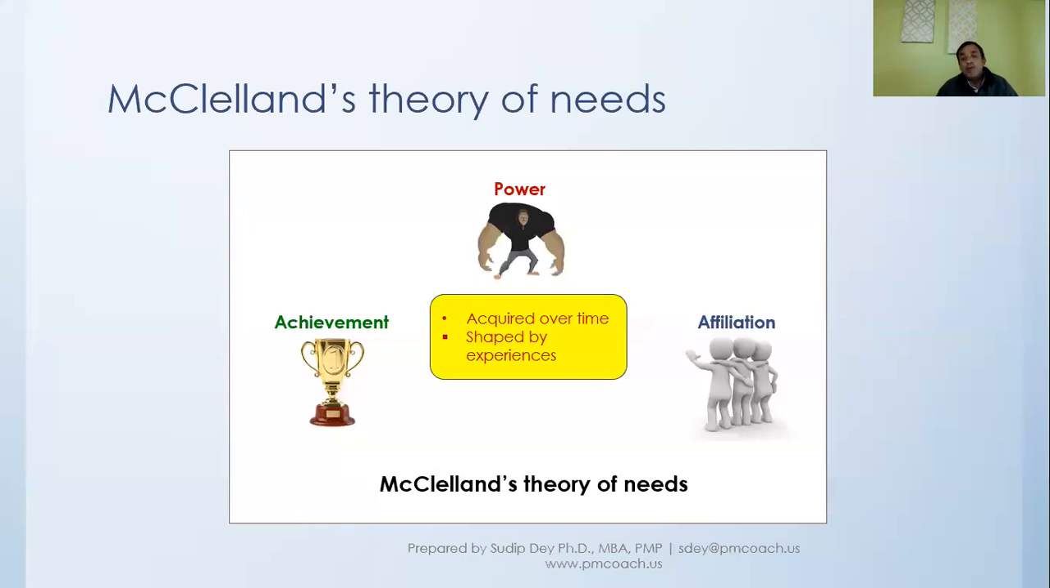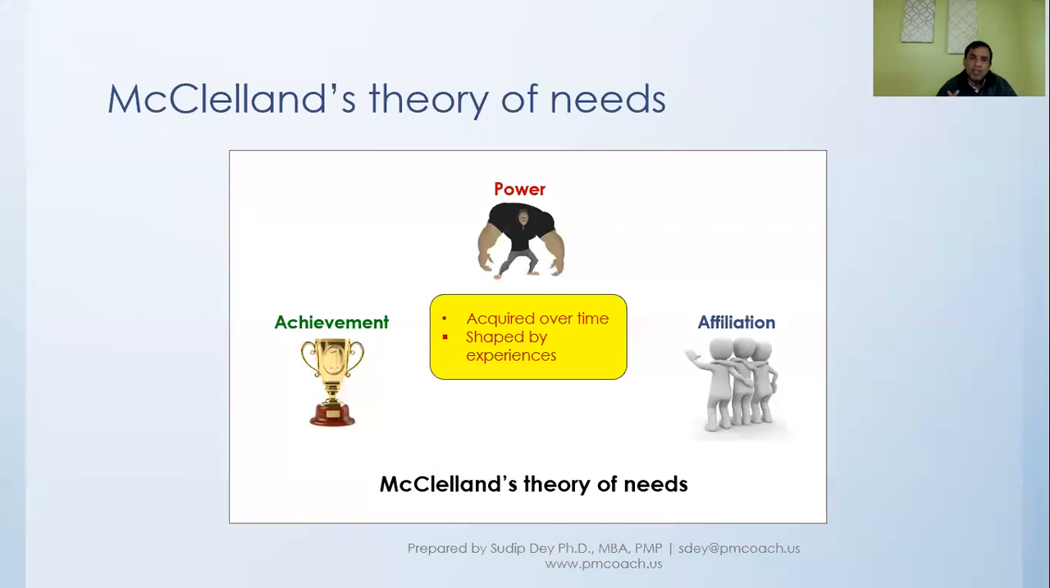People who have the need for power get motivated when they have authority. They have power. That's when they get motivated. And the people who have the need for affiliation work best in a team. They are the best people to collaborate with. They can make people work together, and that's the kind of people who have the need for affiliation.